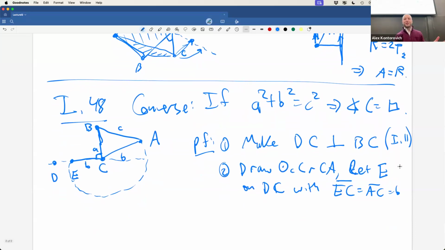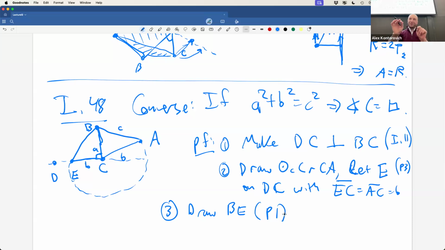Why can you draw circles? Postulate 3, I think, is the one that lets us draw circles. And step 3, let me put it here. Step 3, draw BE. Although you don't really need to draw BE. Why can we draw a line between 2 points? Postulate 1, it's the very first one. 2 is extending a line. If you already have a line segment, you can extend it a little farther. 1 is the first thing you want to do with a straight edge, connect 2 points.